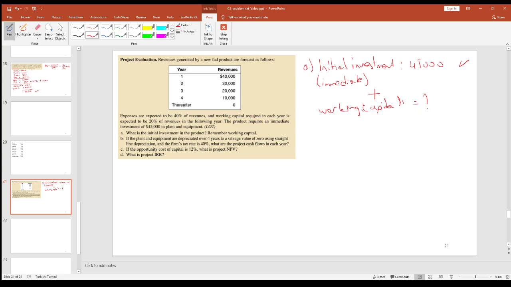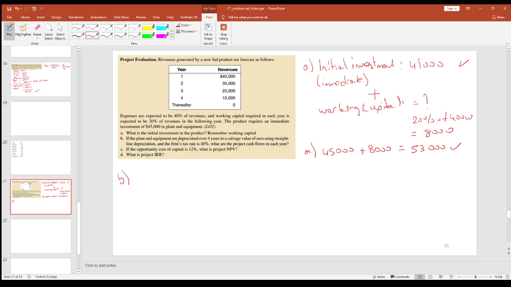It says 20% of revenue. Well, 20% of the revenue for the following year is 20% of 40,000. So 20% of 40,000 is equal to 8,000. So the result of A is 45,000 immediate investment plus 8,000 net working capital that you need, which is equal to 53,000. This is A.